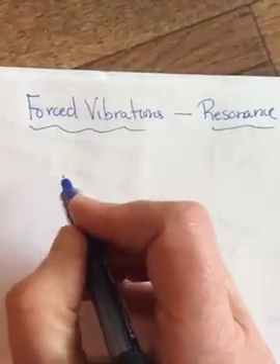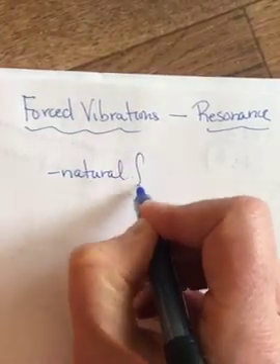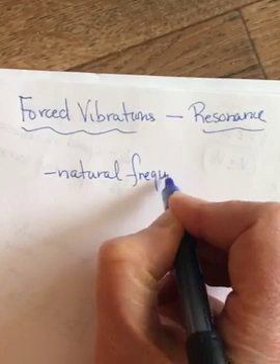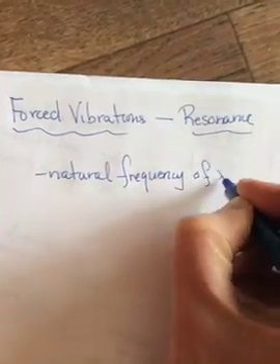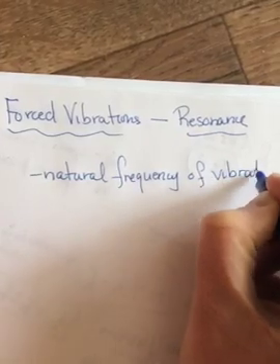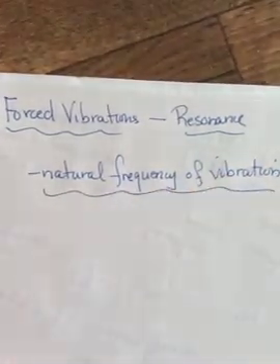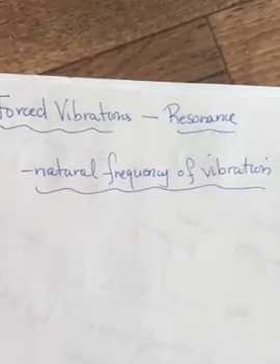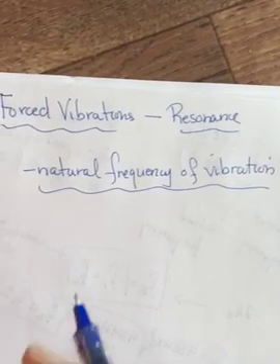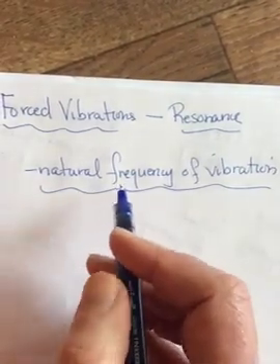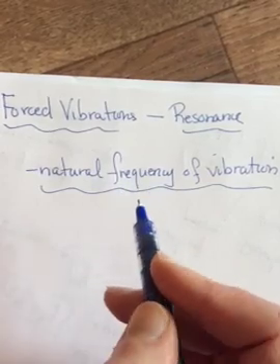So every object has what's called a natural frequency of vibration, all the way down to molecules. Remember that even in a solid, the molecules are vibrating. So every object has a natural frequency of vibration, a frequency at which it wants to vibrate. And if you feed energy in at that frequency, you can cause that object to vibrate.